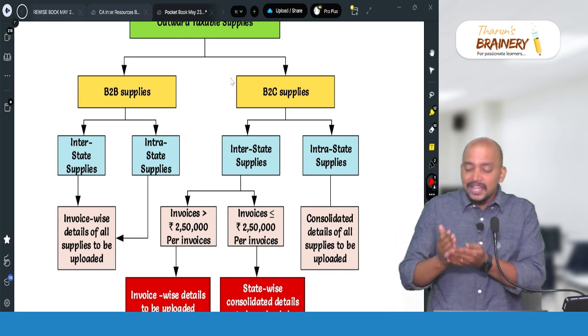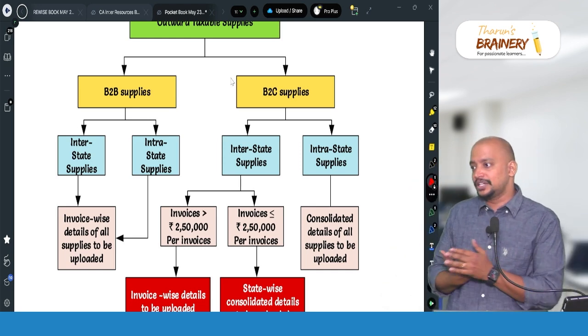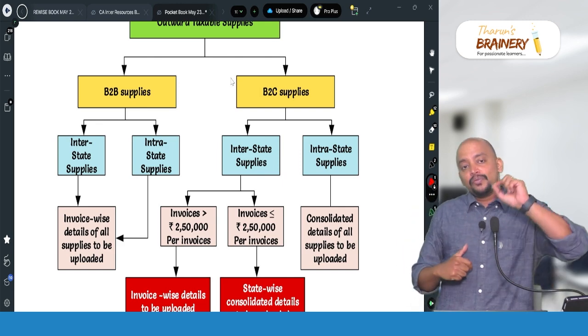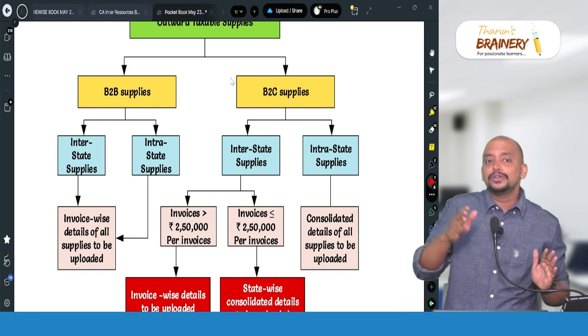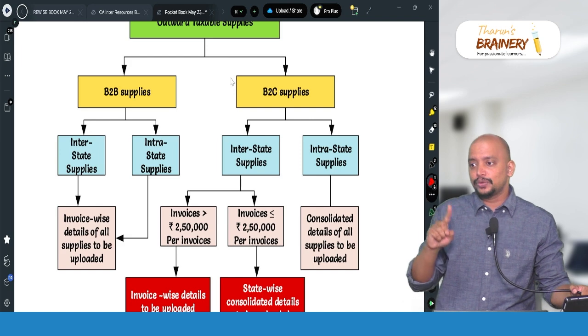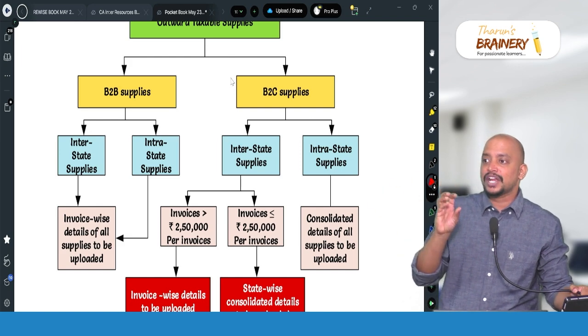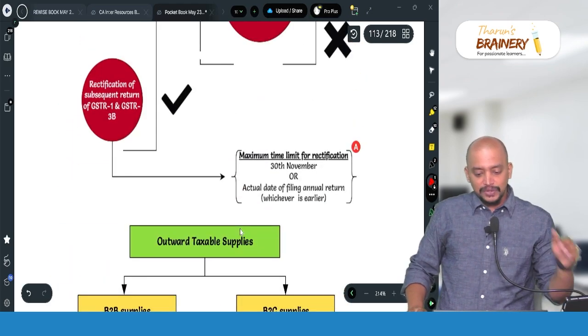So we should check whether the invoice value is more than 2,50,000 or does not exceed 2,50,000 per invoice. If the invoice value exceeds 2,50,000 per invoice, then we need to do invoice wise. Suppose if the invoice value does not exceed 2,50,000, all those invoices we can do state wise consolidation. Okay. So that is with respect to this.